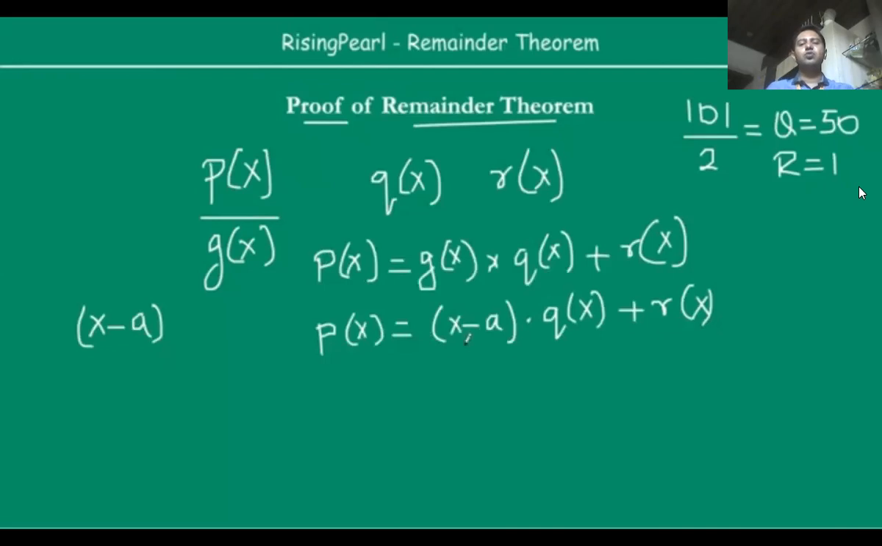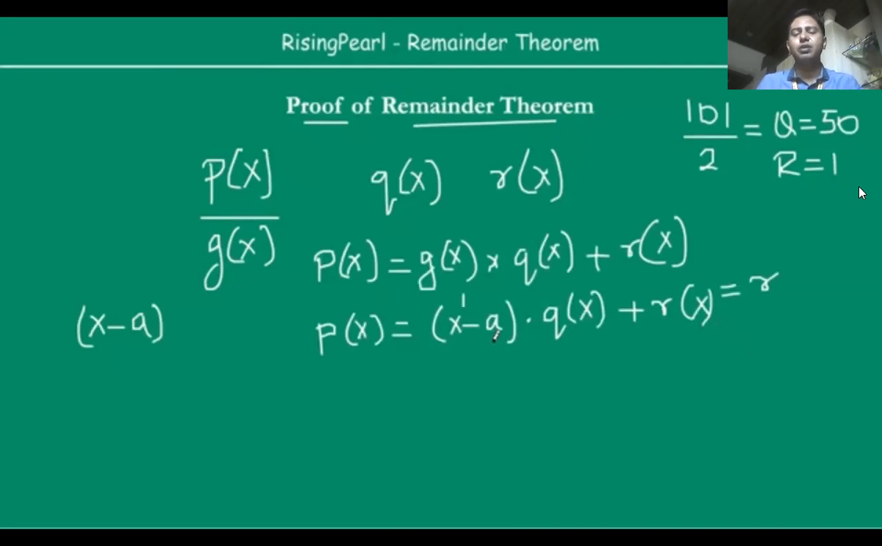Now, let us talk about the degree first. As x minus a has degree 1, the maximum power of the divisor is 1. So the remainder's power should be less than 1, that is x raised to power 0. That is, this R(x) will be a constant number because we have a linear polynomial as divisor. So the remainder will be a constant number, R only. So instead of R(x), we can write R.